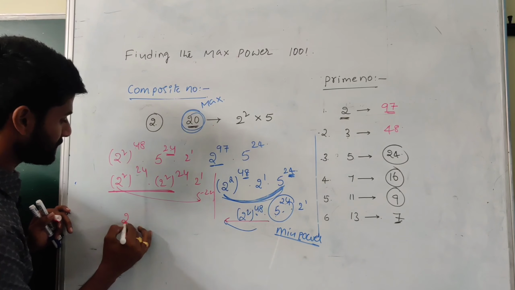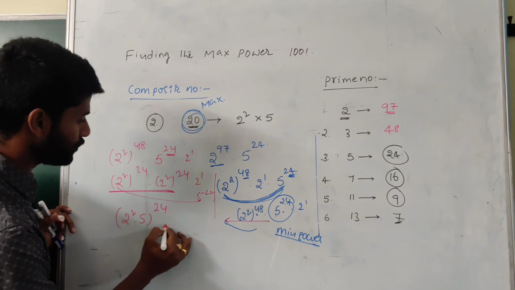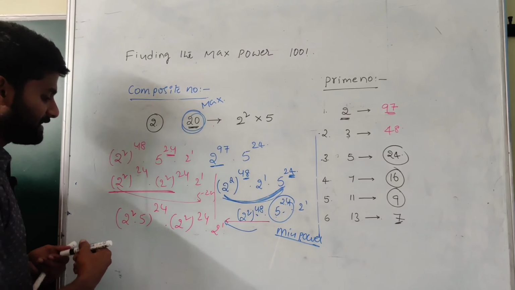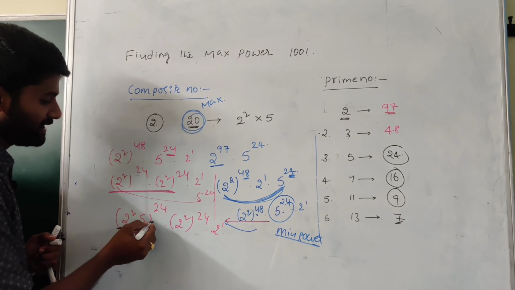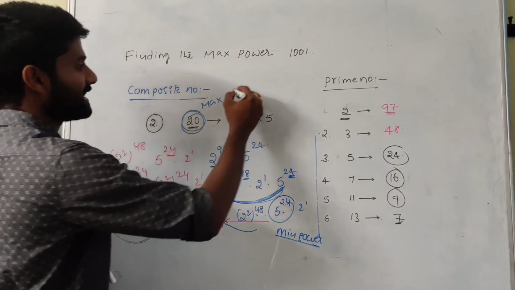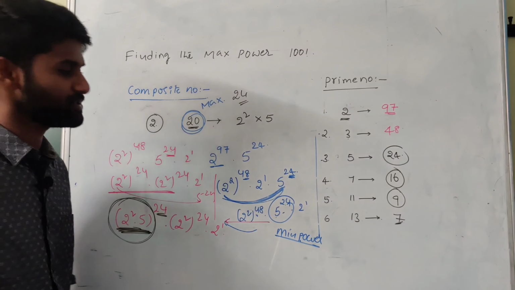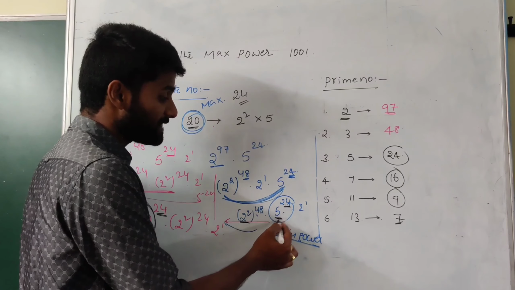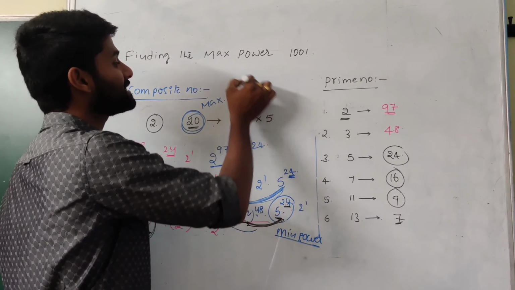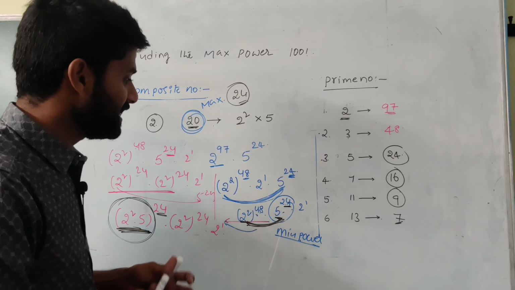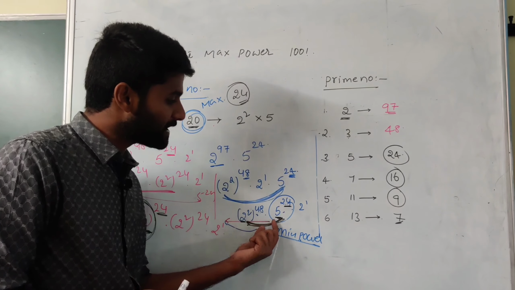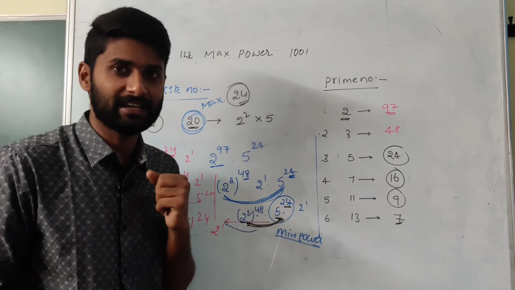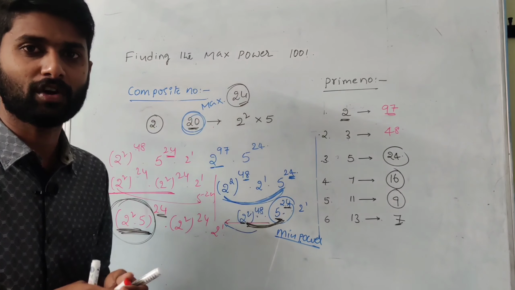Next, if you consider these two numbers, 2 square into 5 whole power 24 and 2 square whole power 24 and 2 power 1, out of this entire value, we require these combined together. Combined together, the maximum power of 20 is exactly equal to 24. So this is the long procedure. If you observe together, out of 2 square 48, 5 power 24, the minimum power value can indicate the maximum power value of 20. Once again I explain: out of these two, the minimum power indicates the maximum power of 20. Focus: minimum power indicates maximum power of 20.